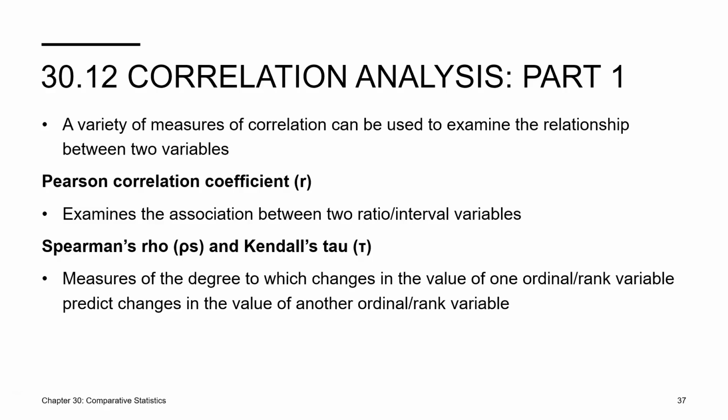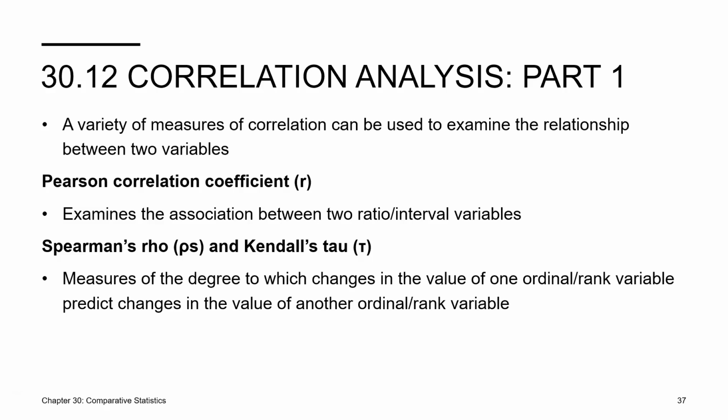Then section 30.12 goes over correlational analysis, and this is when you have two continuous variables. And so a Pearson correlation coefficient examines the association between those two variables. And so it could be that you're looking at, say, age and BMI. So age can be looked at continuously, and then body mass index would be looked at as a continuous number.